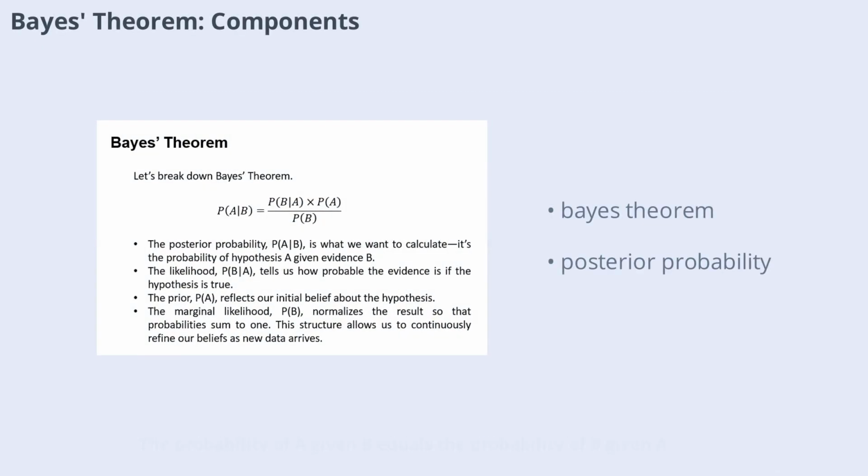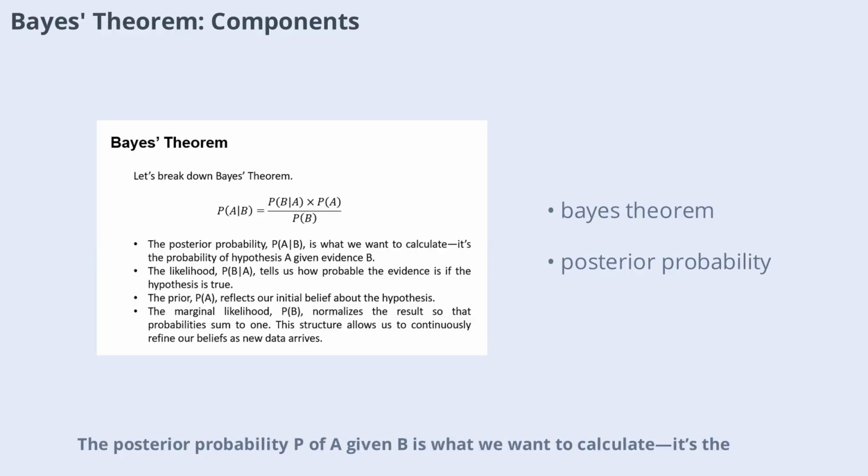Mathematically, the probability of A given B equals the probability of B given A, multiplied by the probability of A, all divided by the probability of B. The posterior probability, P of A given B, is what we want to calculate. It's the probability of hypothesis A given evidence B.